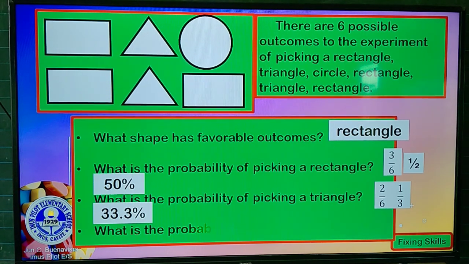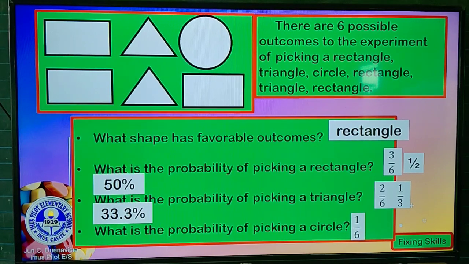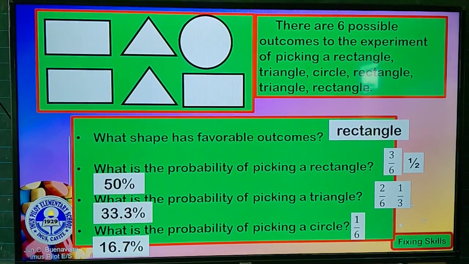Alright? Next, last, what is the probability of picking a circle? How many circles do we have? Only 1, and there are 6 shapes. So, therefore, the probability of picking a circle is 1/6. And 1/6 in decimal is 0.16, 0.16666, the 6 continues on. Therefore, if we change that to percent, that is 16.7%.